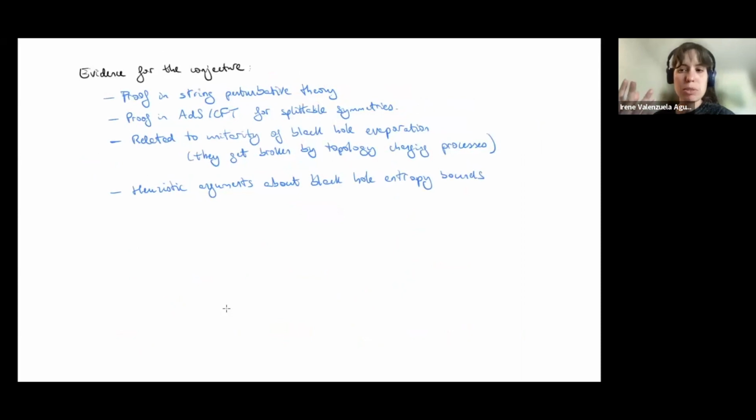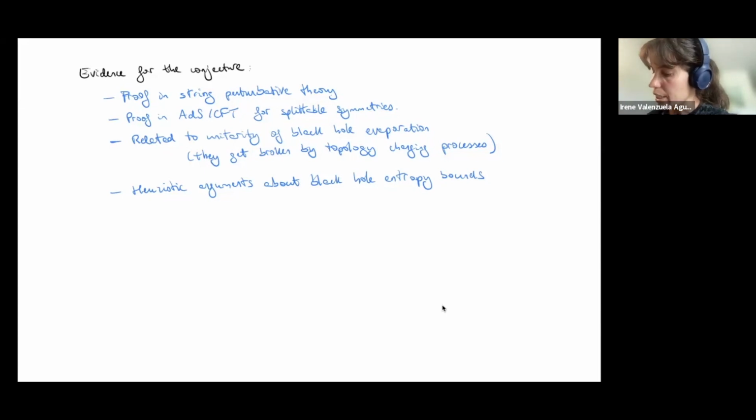Okay, so this is a heuristic motivation that gives you an intuition of why global charges are problematic. But of course, the reason why this conjecture is so important is not only because of these heuristic arguments, which are not proof, but because of all the evidence that we have also gathered from real quantum gravity theories. So in string theory, there are no global symmetries. You can prove it at the perturbative level in the worksheet. This is already done in the Polchinski book. And you can also prove it in AdS/CFT for splittable symmetries, precisely because of what I told you, that you need to be able to carry the information to the boundary.